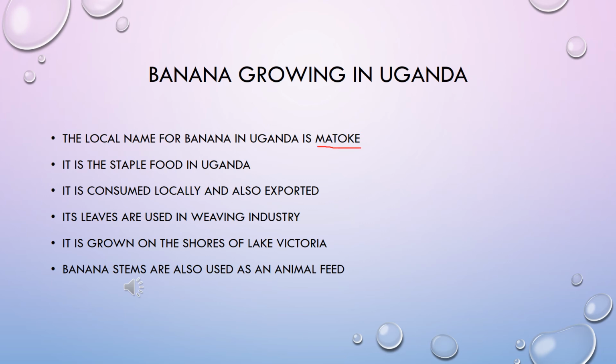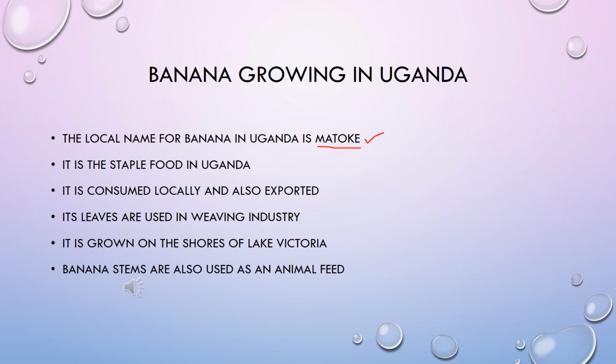In Uganda, the local name for banana is matoke. So when you go to Uganda and you want to eat bananas, you have to call it by its local name, which is matoke. Matoke are green bananas. So green bananas are the ones that we call matoke in Uganda.